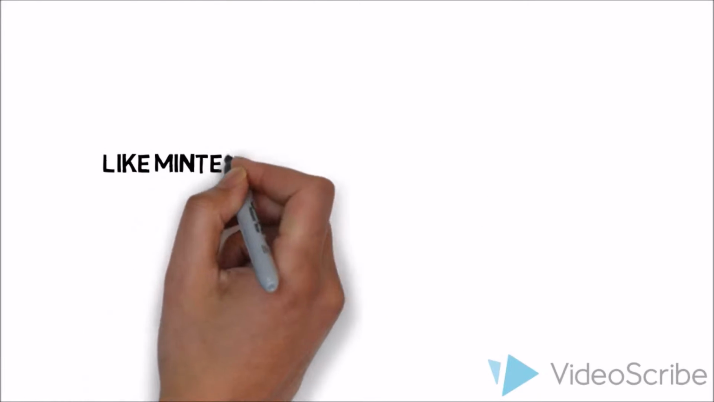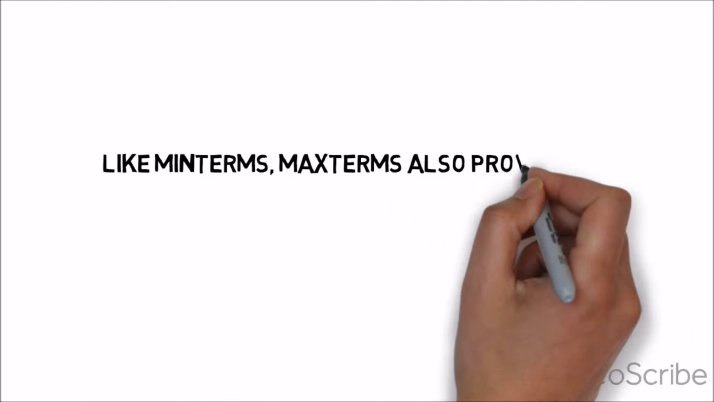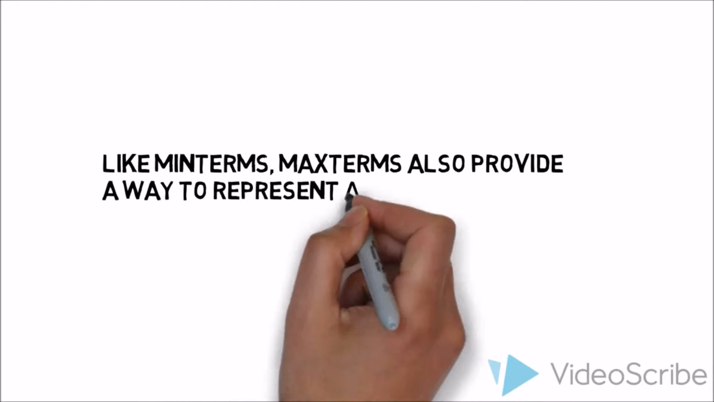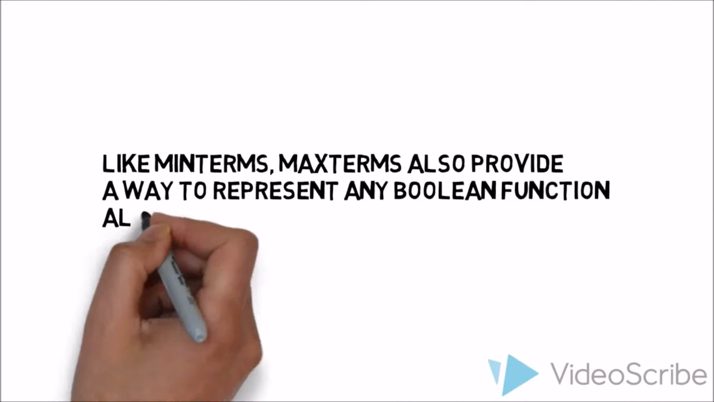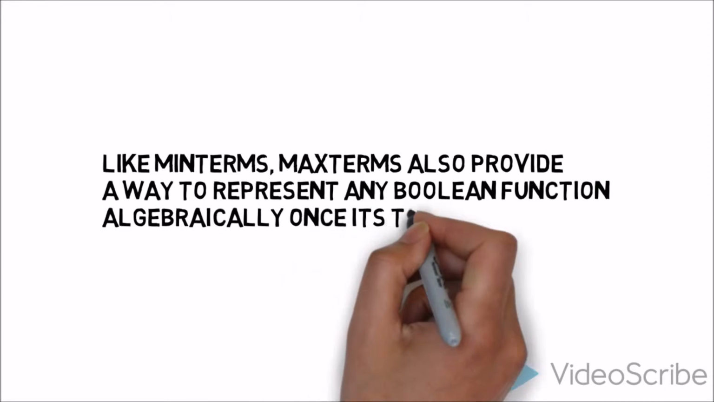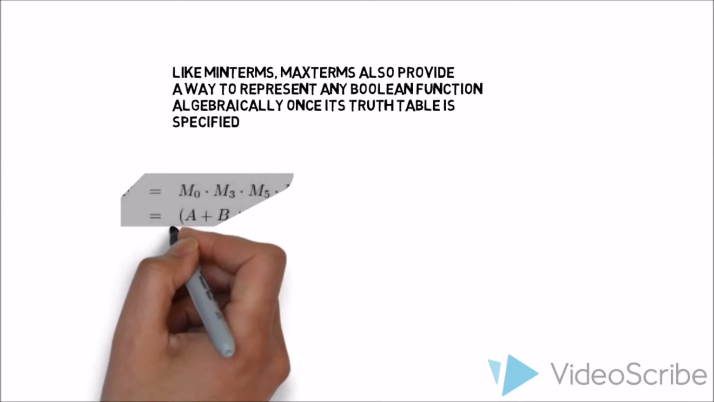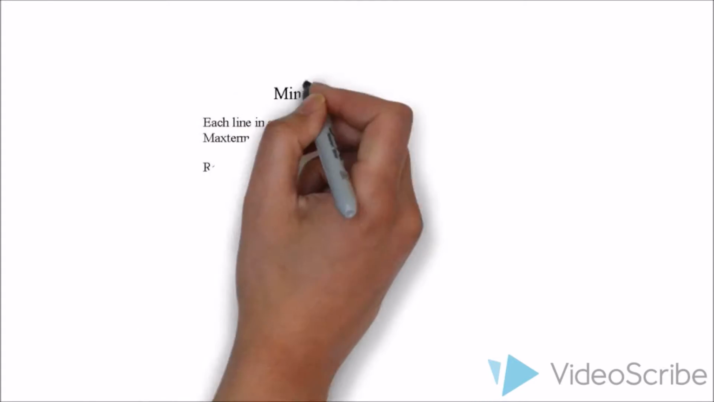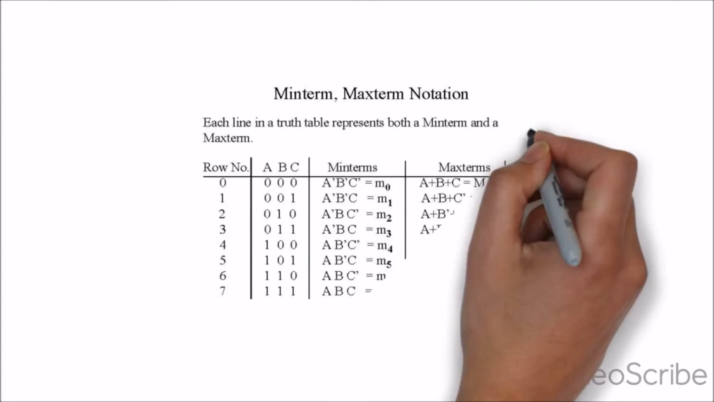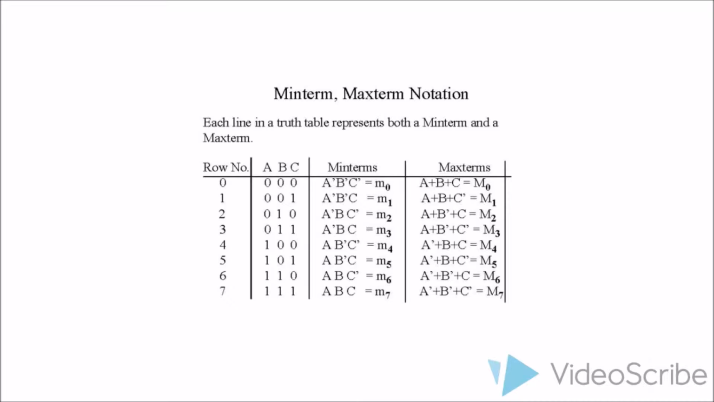Like minterms, maxterms also provide a way to represent any Boolean function algebraically once its truth table is specified. For example, for the same function as previously, we observe that it is 0 on rows 0, 3, 5, and 6, so the function will be equal to that. And this is how you can write the minterm or the maxterm for that function.